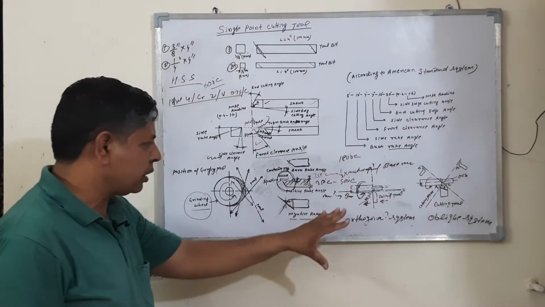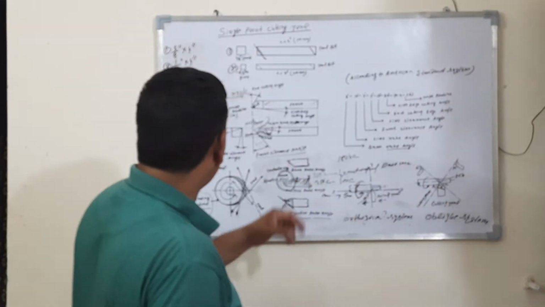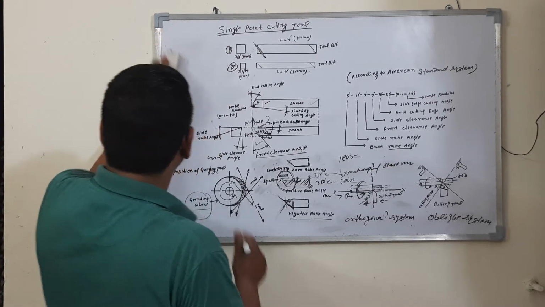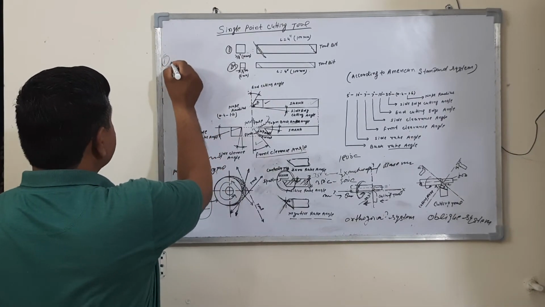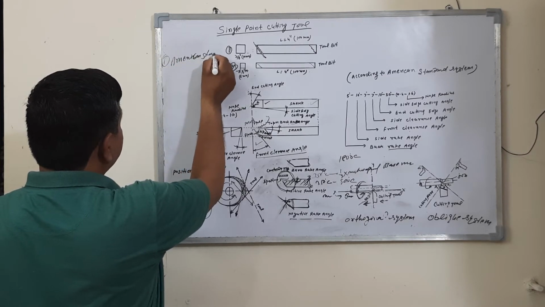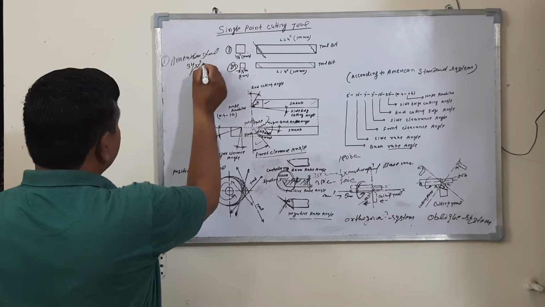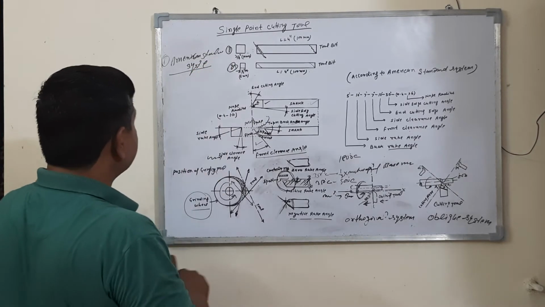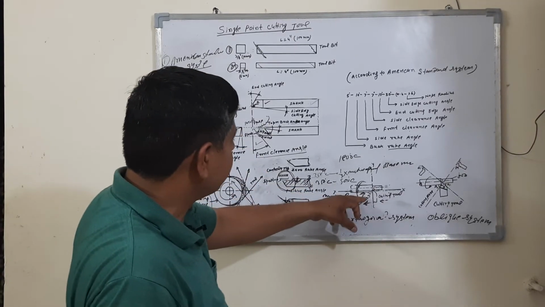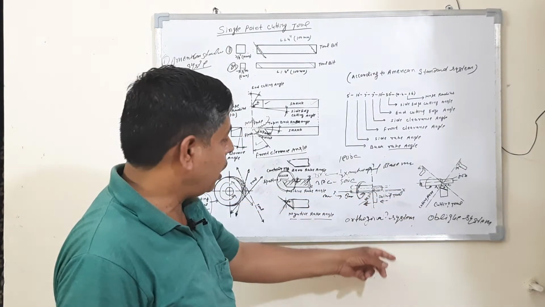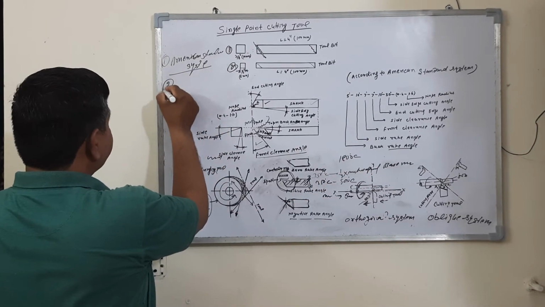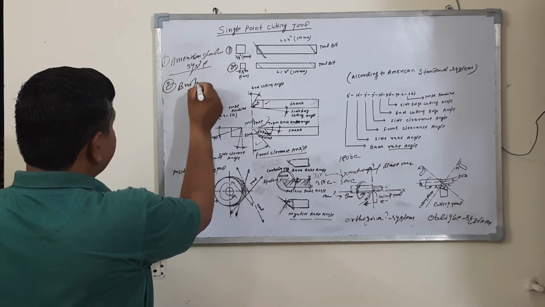The cutting angles, the cutting systems, are generally of four types. Number one is the American standard system. In this American standard system, x-axis, y-axis and z-axis are used for the cutting. Second is the British system.